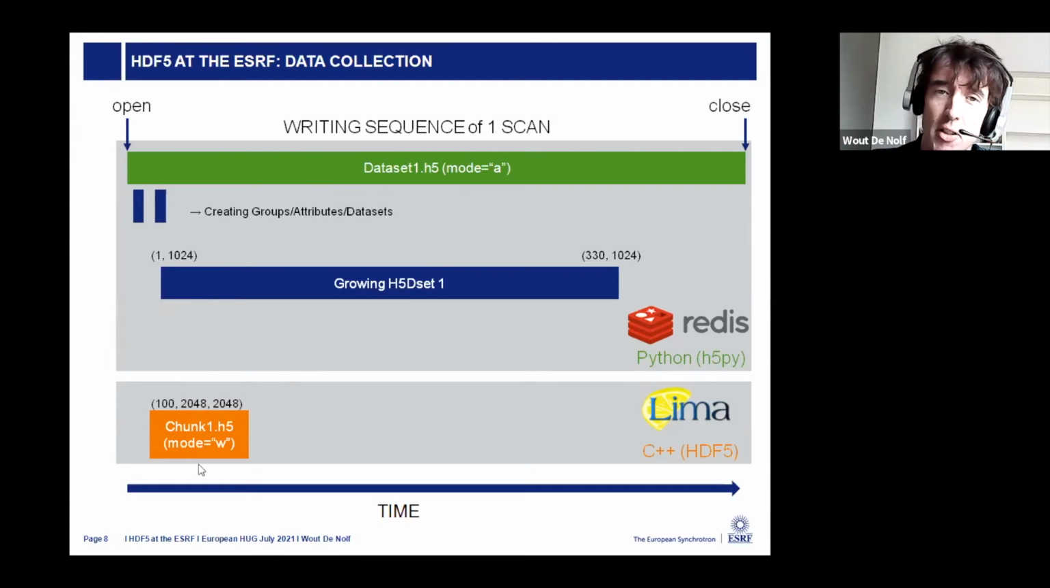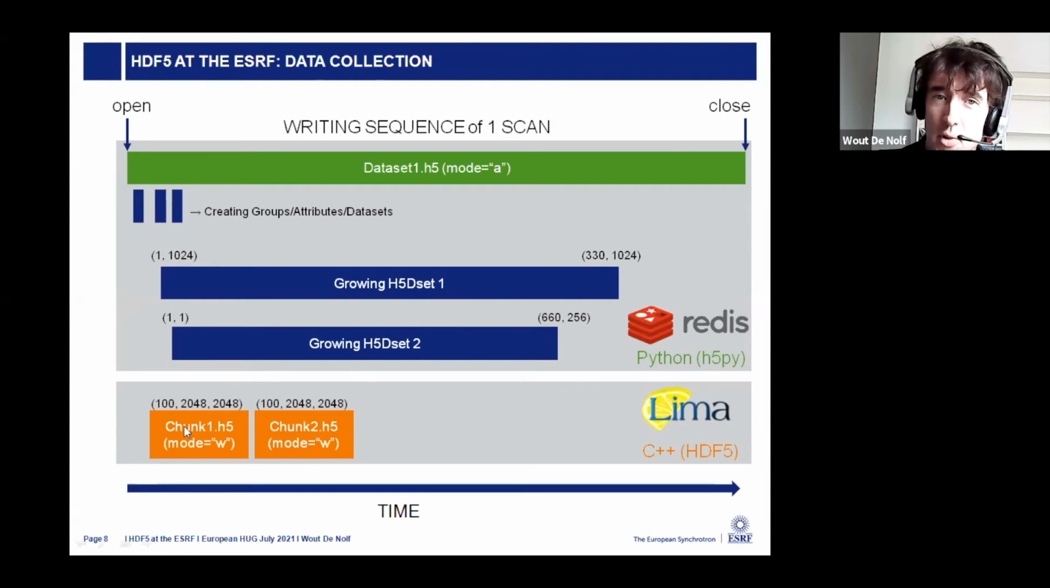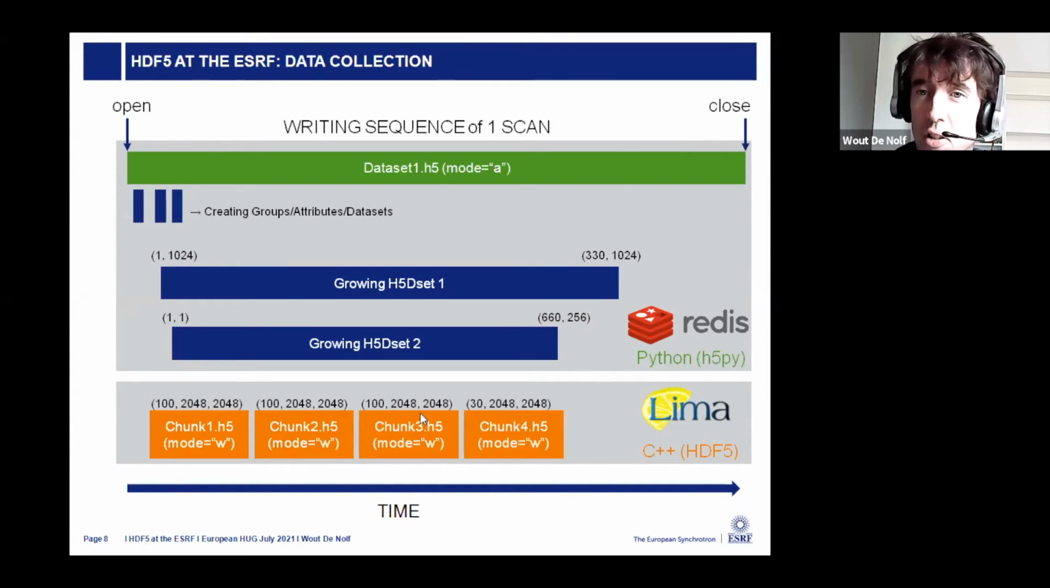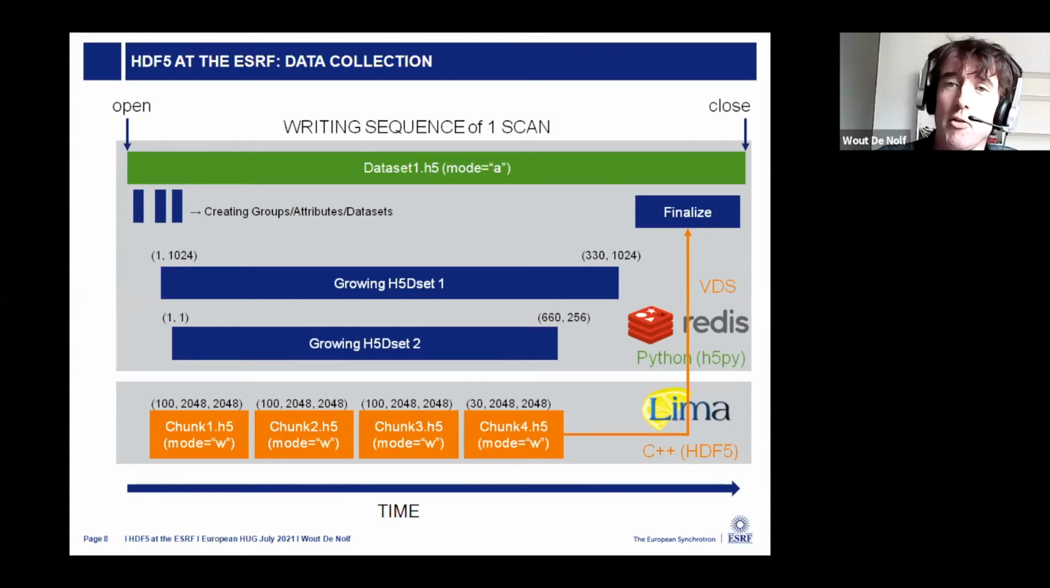In Lima, this is done typically a little bit differently. I mean, it could be done the same way, but in practice, they do it a little bit differently. They pre-allocate a particular shape. For example, they pre-allocate a chunk to save 100 images. And then over time, when these 100 images are full, let's say this chunk is full, a new file is being created and filled. So this goes on until the scan is finished. And then at the end, the virtual dataset is being created, and also a number of additional attributes, typically some datasets.